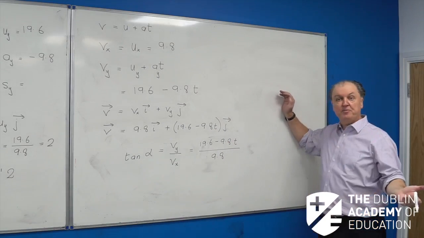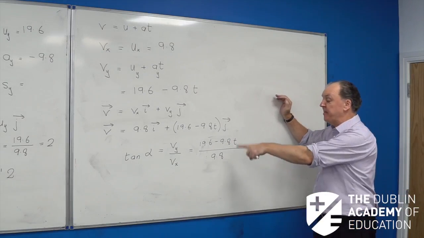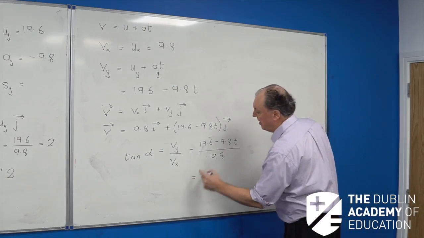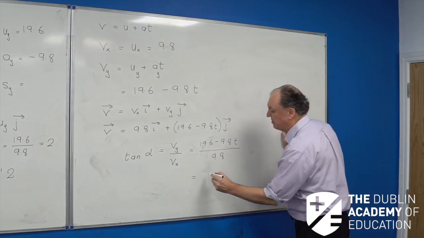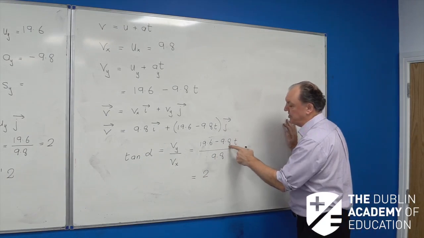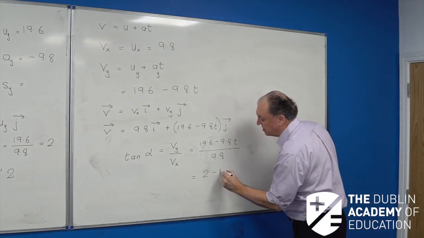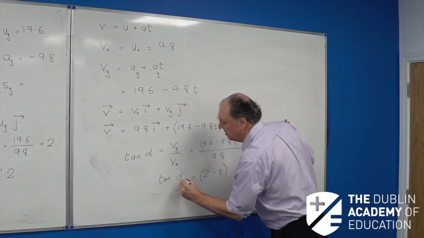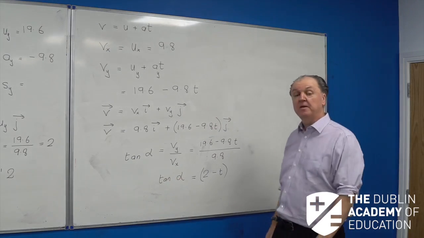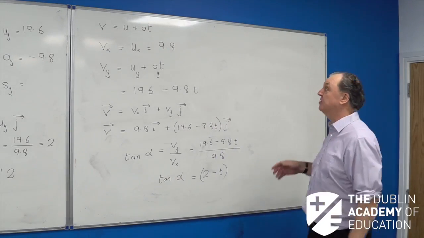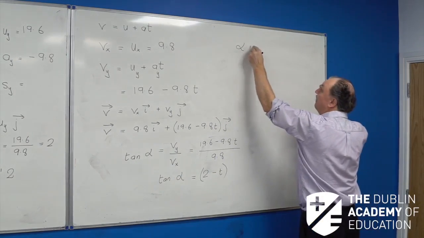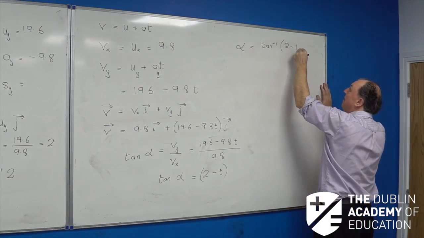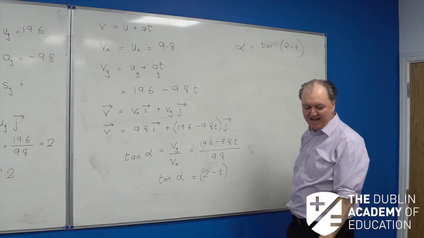Can I simplify that expression? Well, I actually can. I can divide the 9.8 into each term on the top line. So if I divide it in, 19.6 divided by 9.8 gives me 2. And 9.8 into 9.8t gives me minus t. So I've got tan alpha is equal to 2 minus t. Now they did ask for the direction, so I'm talking about finding alpha. So alpha will be the inverse tan of 2 minus t. So there's my angle.